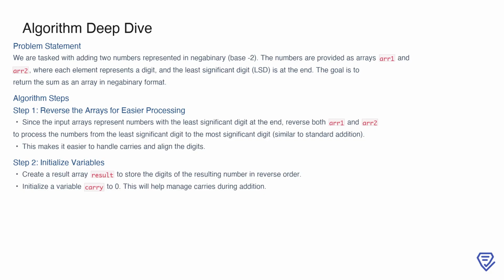To prepare for the addition, we also initialize a result array to store the digits of the sum in reverse order, and a carry variable, starting at 0. This carry will help us handle situations where the sum of 2 digits exceeds the range of valid Negabinary values or becomes negative, which is unique to this base system.